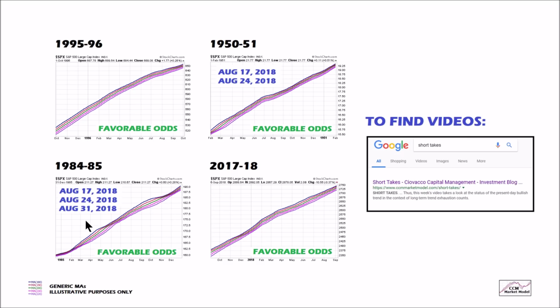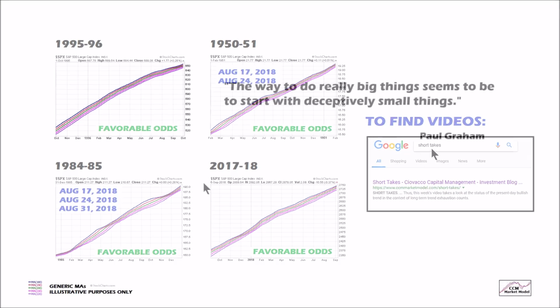And last week we attacked the problem using long-term DeMark counts and tied those into the early to mid-1980s. All of this speaks to the weight of the evidence. You can find these videos here by Googling the name of our blog, Short Takes.